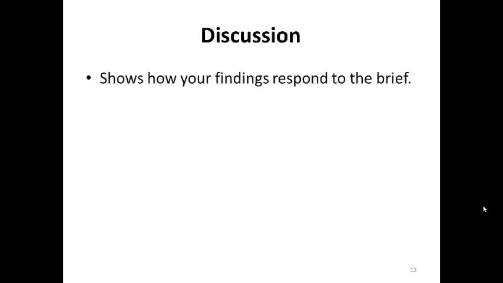This is probably the longest section and worth spending a lot of time on. It brings everything together, showing how your findings respond to the brief you explained in your introduction and the previous research in your literature survey. It should be written in a discursive style, meaning you need to discuss not only what your findings show, but why they show this, using evidence from previous research to back up your explanations.